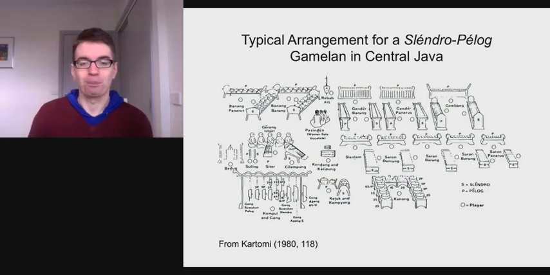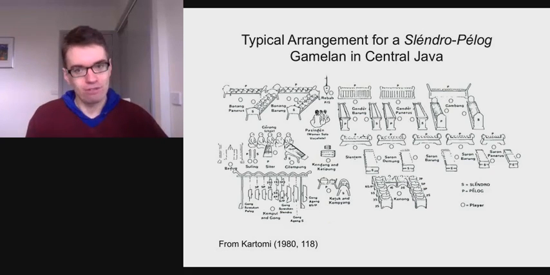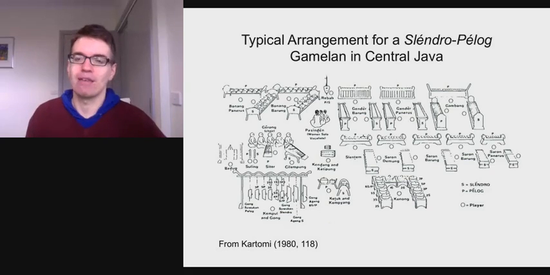Slendro is a tuning system that has five tones, whereas Pelog is a tuning system that has seven tones. An easy way to remember that is Slendro has seven letters and has five tones, whereas Pelog has five letters and has seven tones. And the word tone denotes a musical pitch.